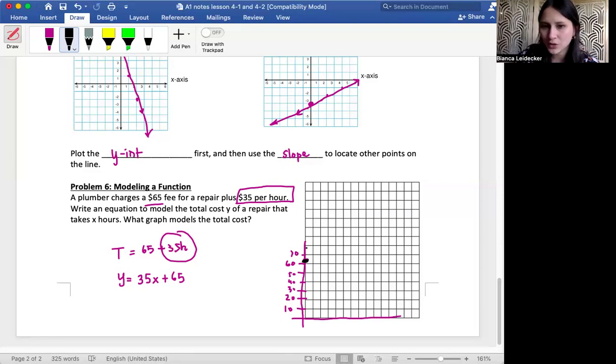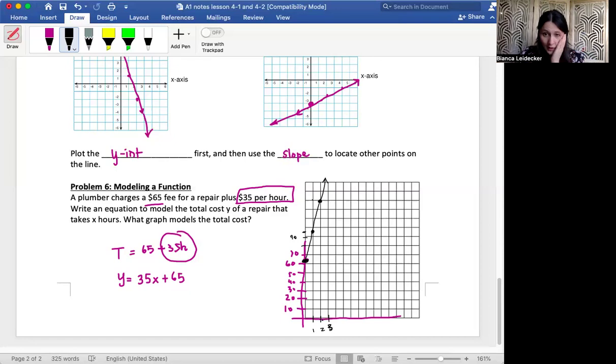So I'm going to count up going 35, which means 10, 20, 30. This would be 90. And then 35. So I'm going to draw a point here, and then going up 1, 2, 3, 35, and then to the right 1. And I'm going to connect my points. And so you have a line drawn. For every hour, it's going up $35, and it's starting at 65.